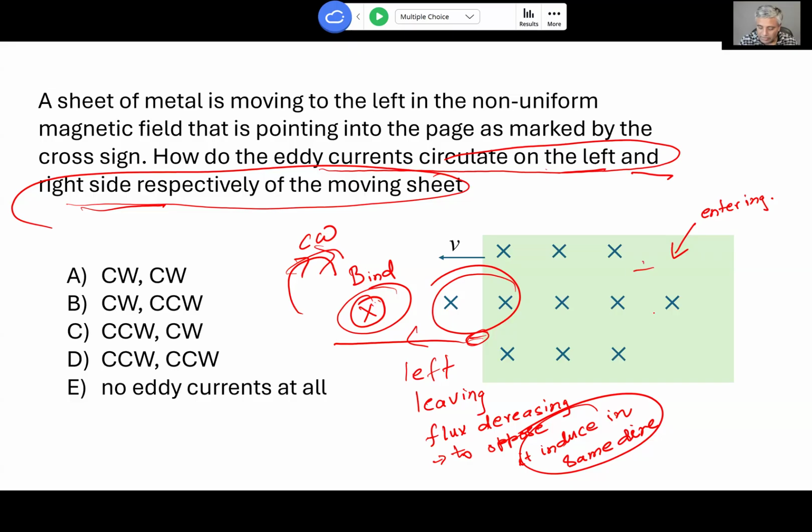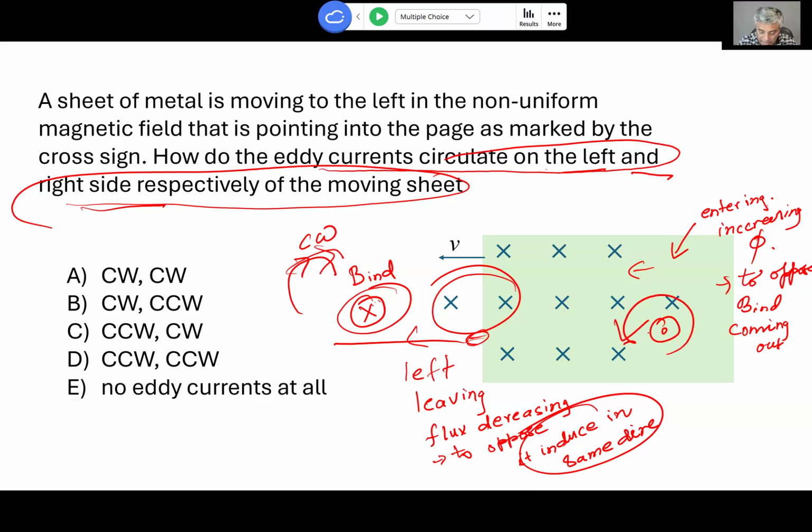So here it's entering, means increasing flux, means to oppose, B induced is going to be coming out. So coming out, that means now my thumb has to be pointing up, means the fingers have to curl that way, which is counterclockwise. So it looks like B is the correct answer.